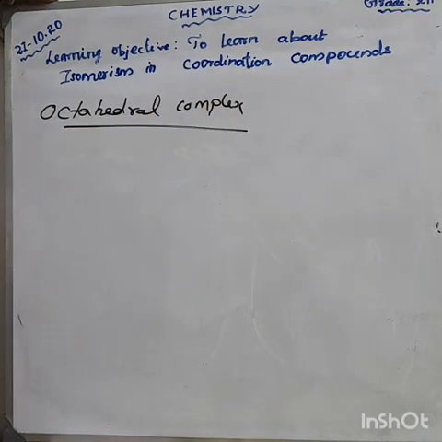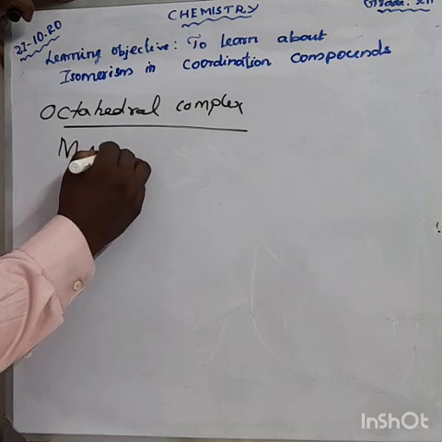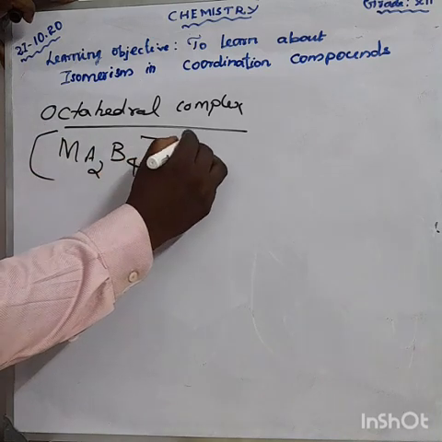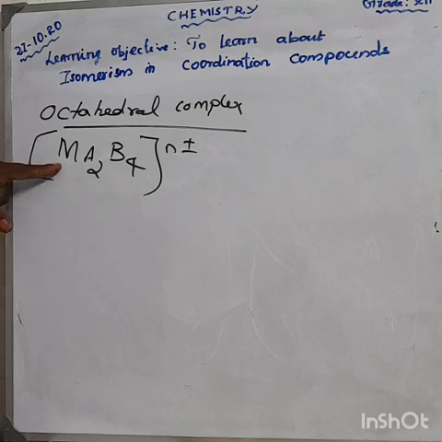Octahedral complex. Here the example we are taking is Ma2B4. This is one of the complexes, with charge n plus or minus. Here M means the central metal atom. What is meant by A? Here, A and B are monodentate ligands.